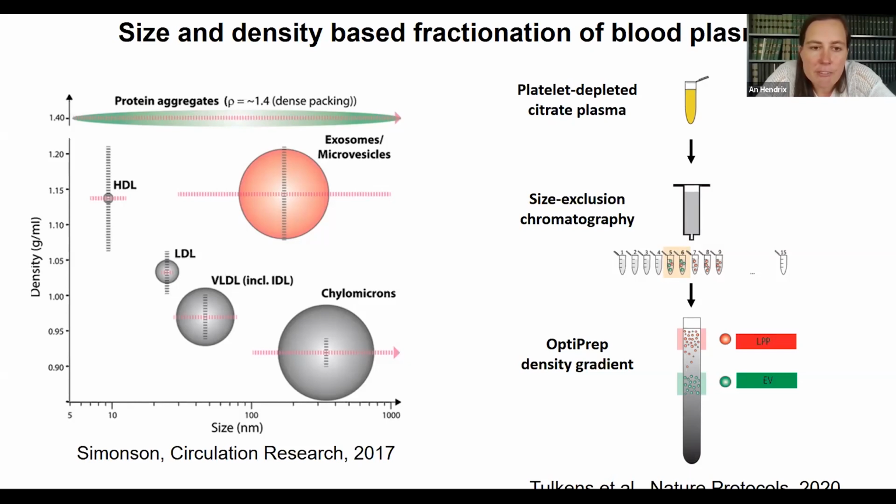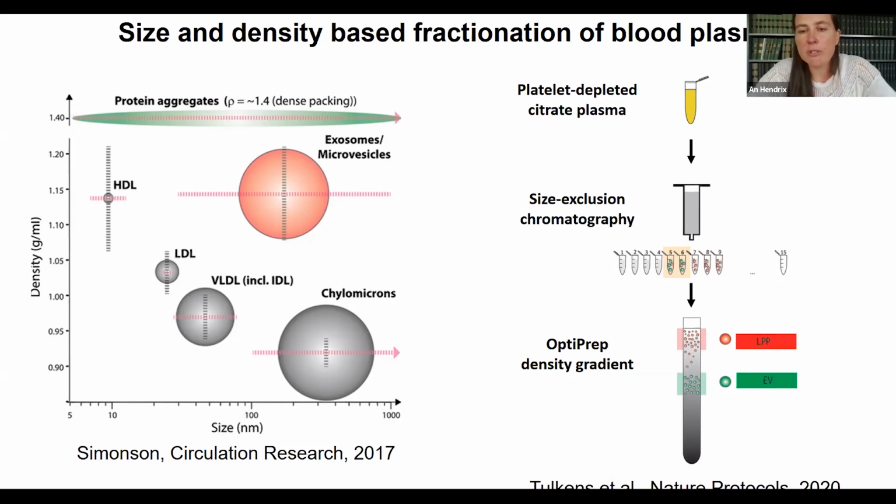So theoretically, from this schematic, we would conclude that most of the HDL particles would be removed by size exclusion chromatography, and that by making use of a density gradient, we will remove the remainder of the low-density lipoprotein particles. Now, there are two important aspects to this fractionation schedule. First of all, size exclusion chromatography is commonly implemented as a standalone method to separate extracellular vesicles from blood.